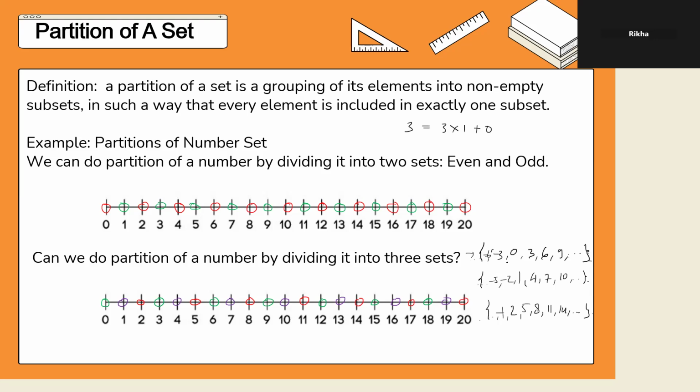Same goes if we try to divide it into 4 sets. We can do partitions of a number, an integer. When we talk about number, it means integer, by dividing it into 4 different sets. We can gather all numbers where, when divided by 4, the remainder is 0. When divided by 4, the remainder is 1. When divided by 4, the remainder is 3. Like that. So if we want to do partitions of an integer set by dividing it into 4 sets, we use modulo 4. That's what it means.